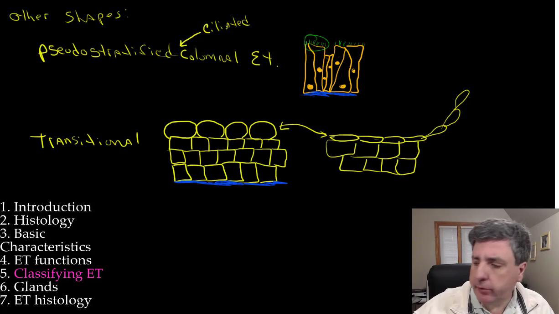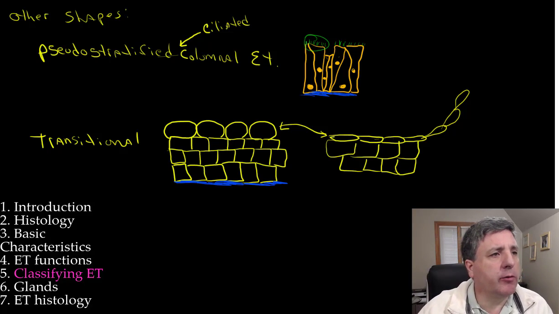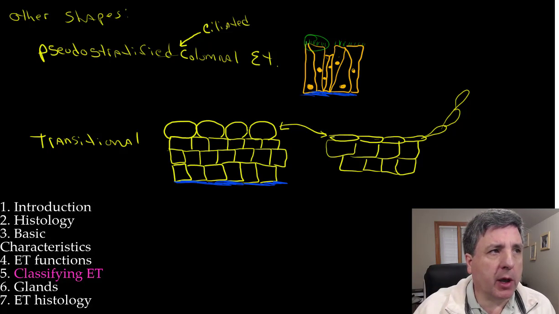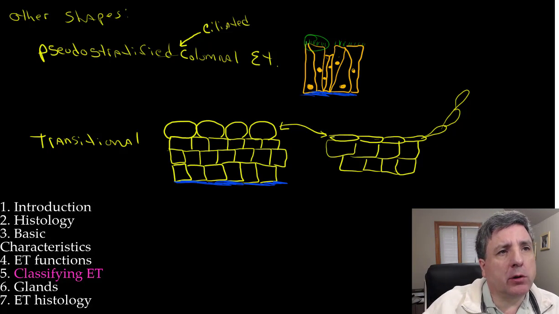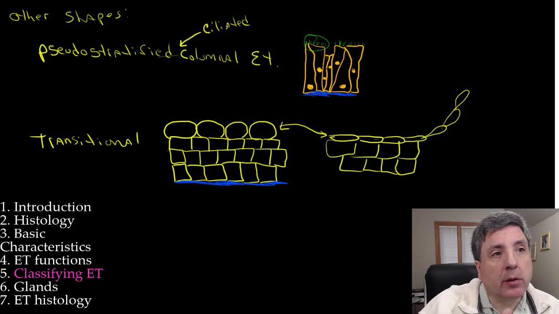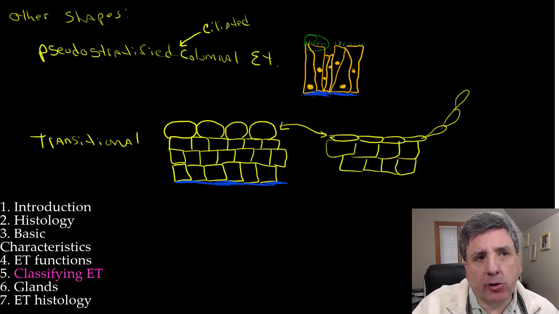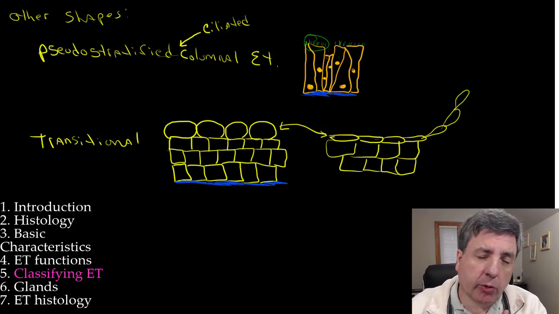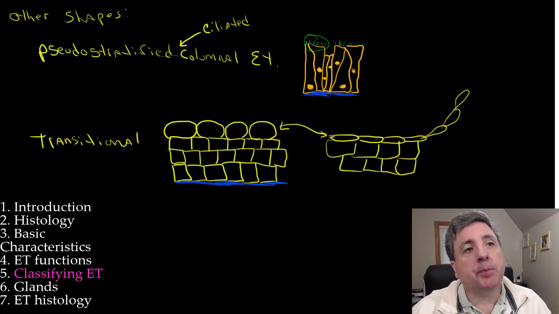Let's see, what did I miss? We talked about the function of transitional. It changes shape to allow for distension of the bladder. And then once you void or empty the bladder, it reverts back to this shape again. Pseudostratified, we know it looks like multiple layers, thus stratified, but pseudo is not. The nuclei are at different levels, but all the columnar cells are attached to the basement membrane. These are often found in your respiratory tract, like your trachea, and so forth.